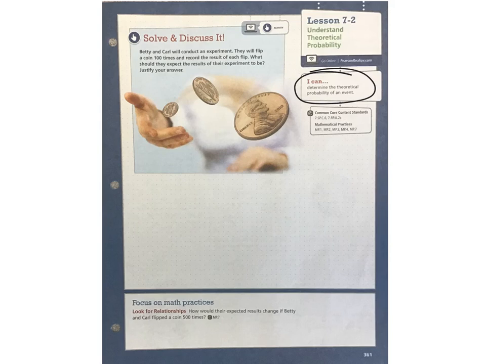Lesson 7-2, Understand Theoretical Probability. In this lesson, we're going to learn how to determine the theoretical probability of an event. Take a look at the solve and discuss it.